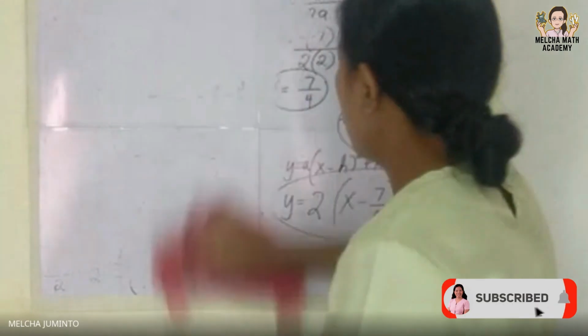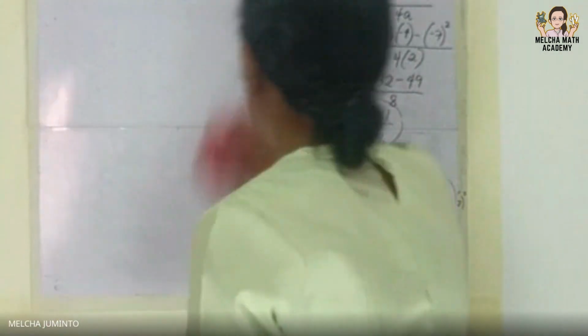We will learn how to graph a quadratic function. Before that, please take note that the graph of a quadratic function is a parabola. When you say parabola, it is a curve that opens either upward or downward.